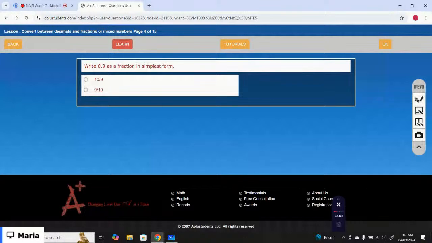Write 0.9 as a fraction in simplest form. So which is the correct option? How do we write? So that is 0.9. The correct option is 9 by 10. Option number 2 is the correct option.